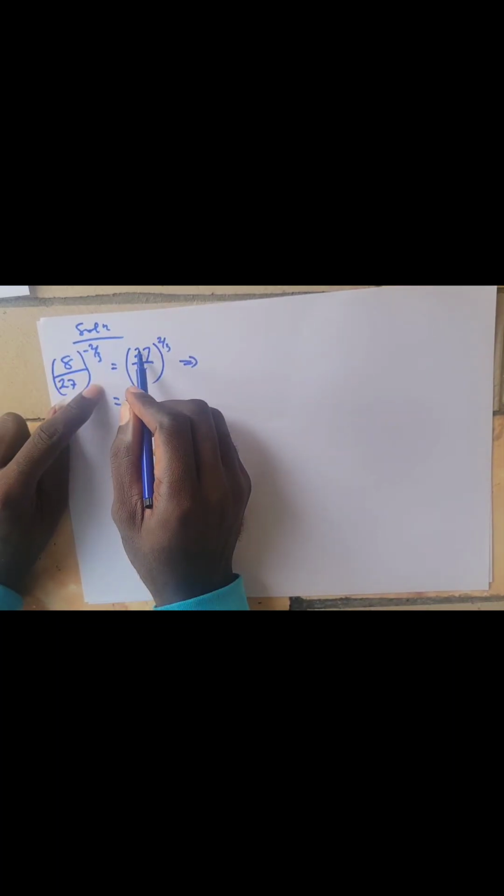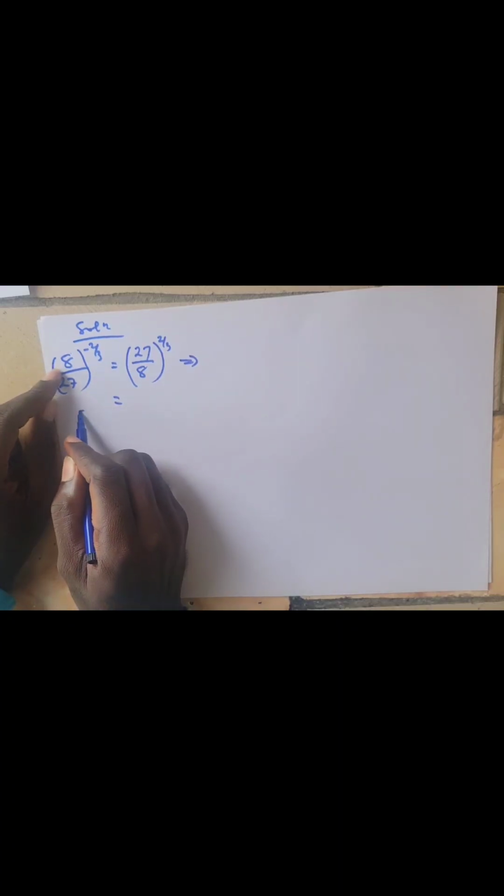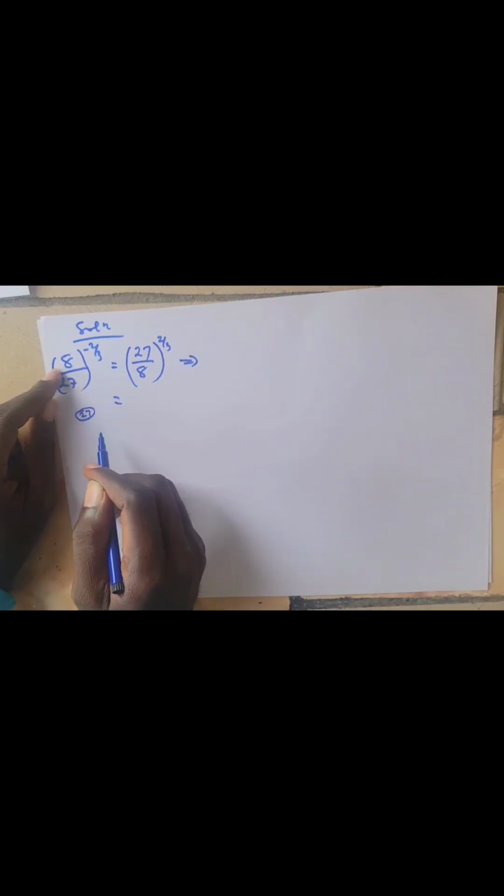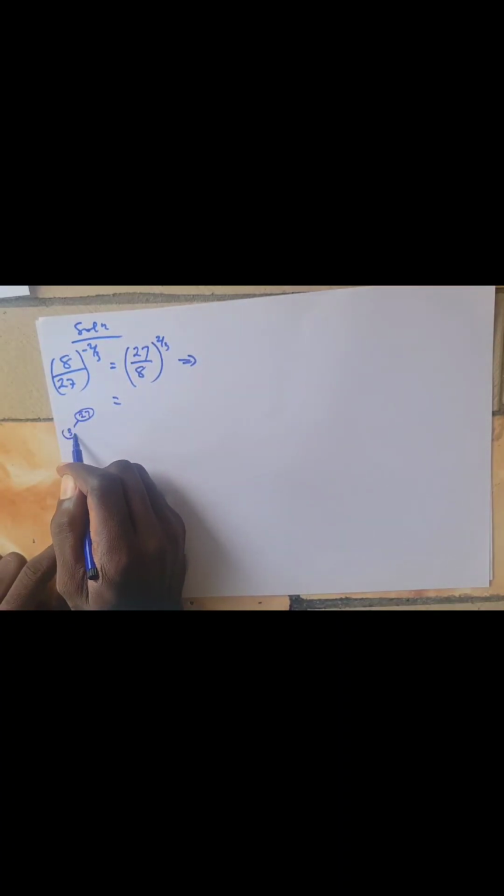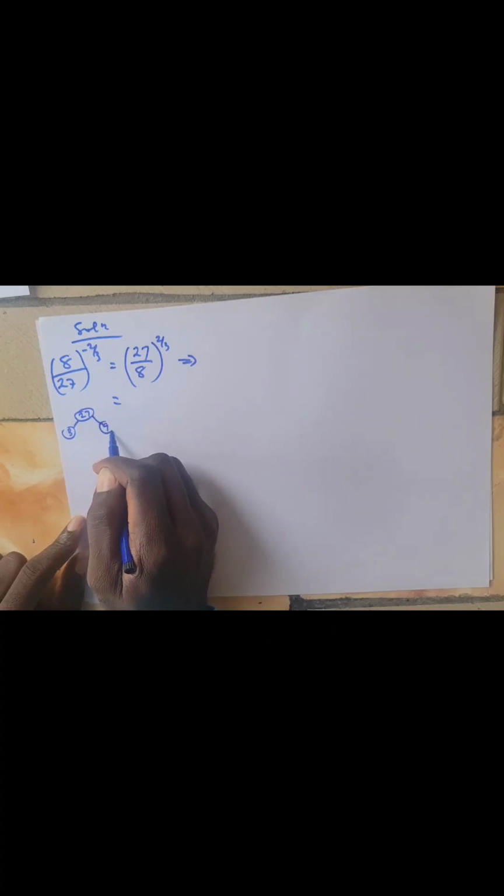I will do something here. I'll break 27 down. When we break 27 down, what goes here is 3 to give you 9. What goes here is 3 to give you 3. Then 3 goes to give you 1.